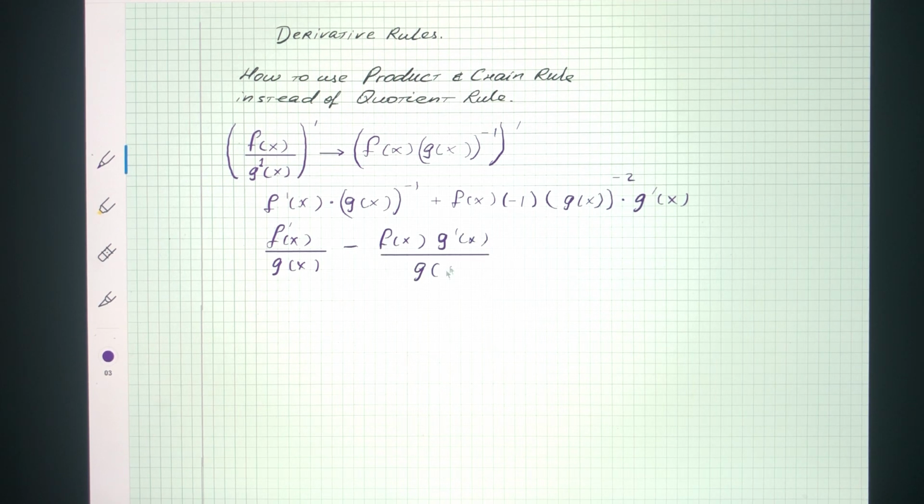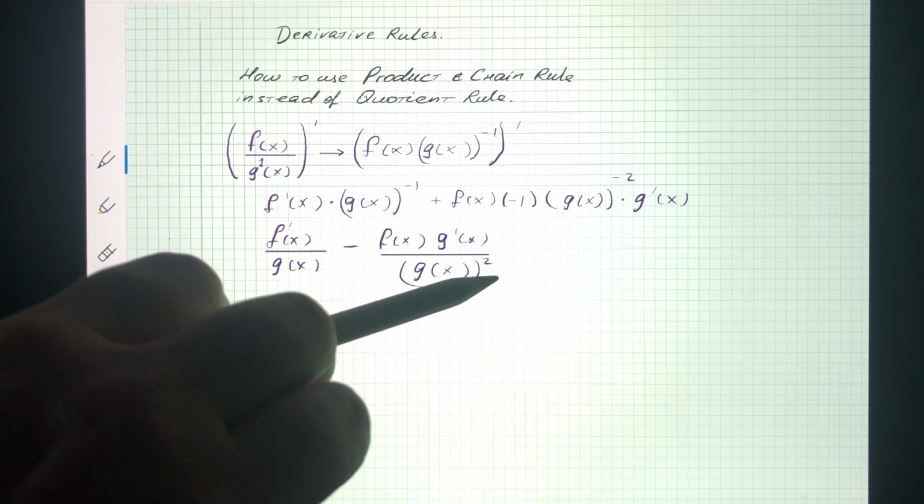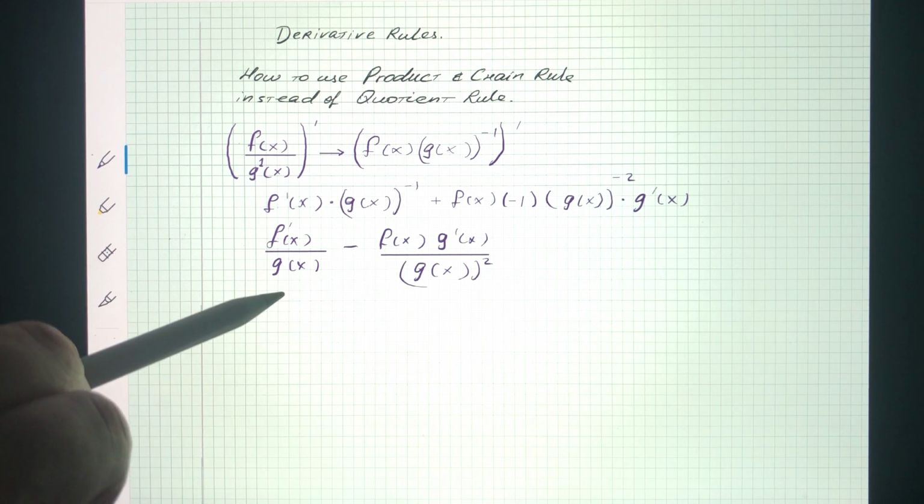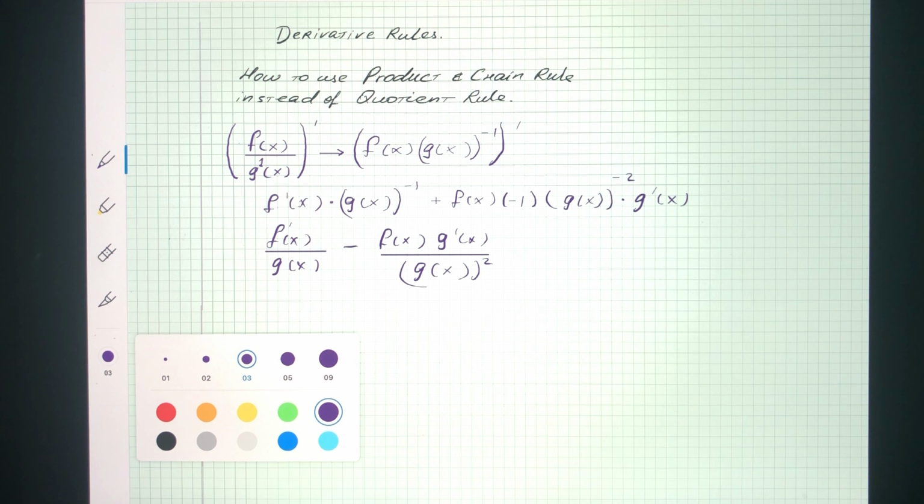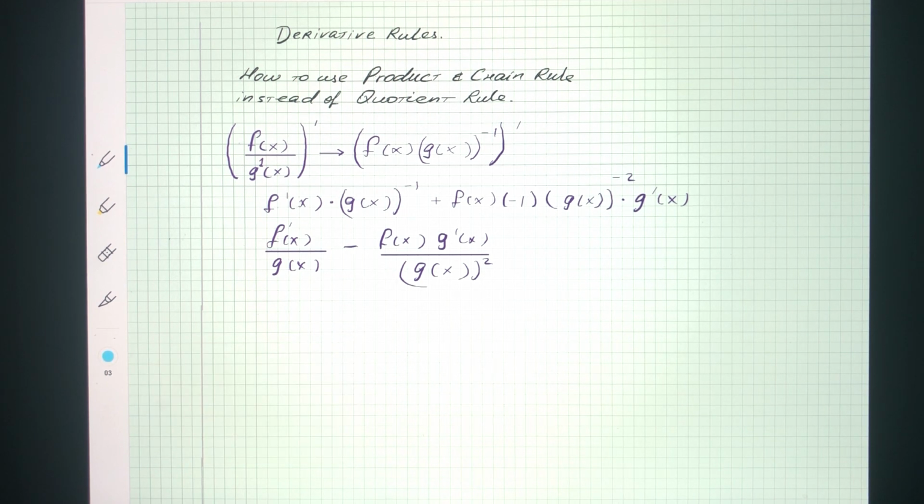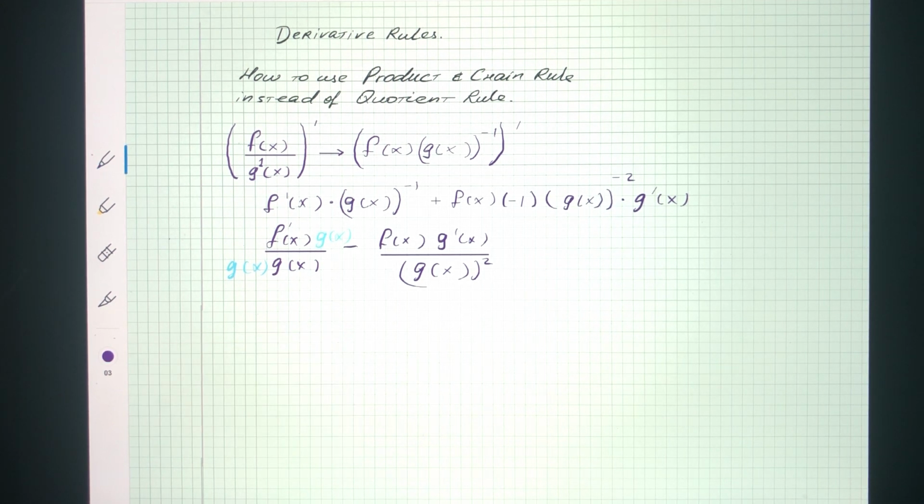And in order for us to combine the two fractions into one, we need a common denominator, which of course is g of x squared. So what needs to happen is we need to multiply the first fraction's top and bottom by g of x. If we do that, we will get g of x times g of x on the bottom and g of x on the top. Now let's put it all together and we will have exactly the same formula as the quotient rule.